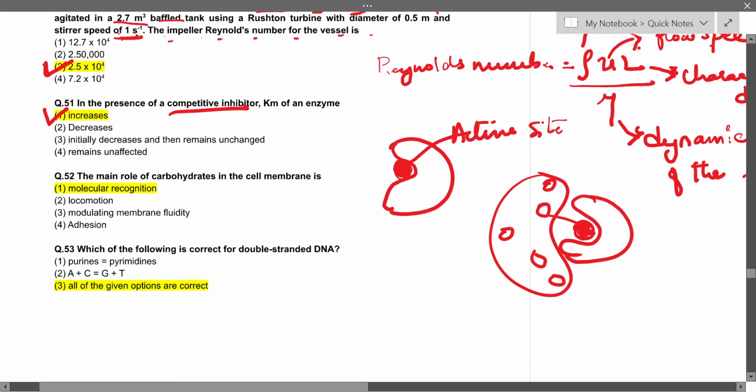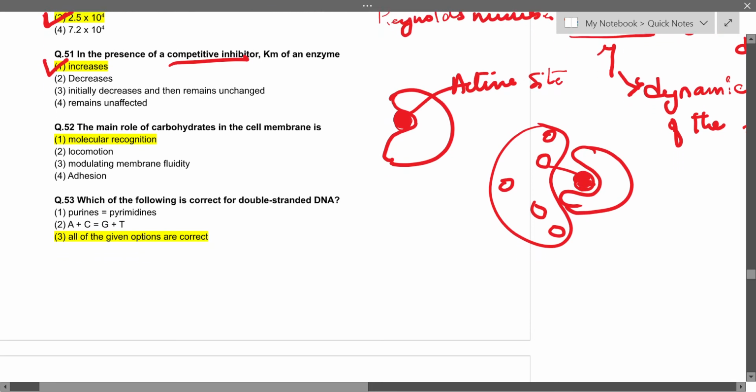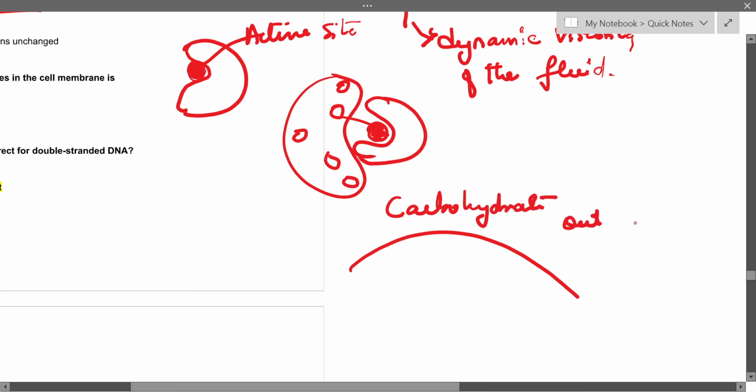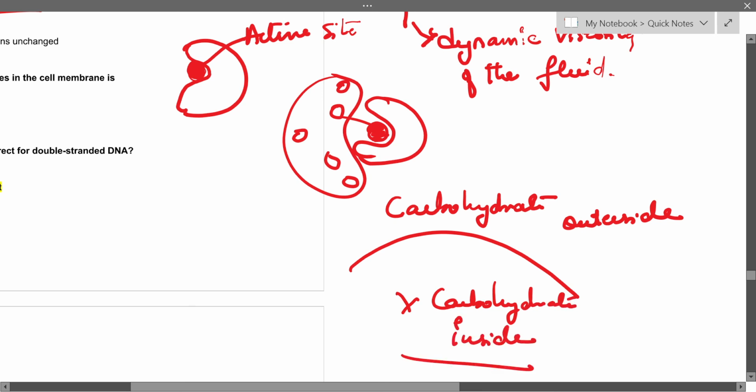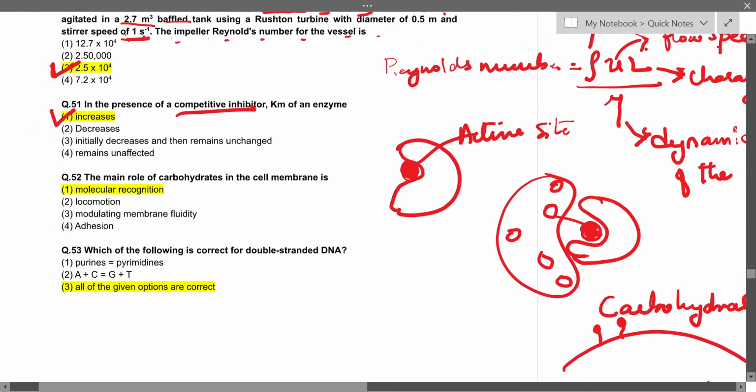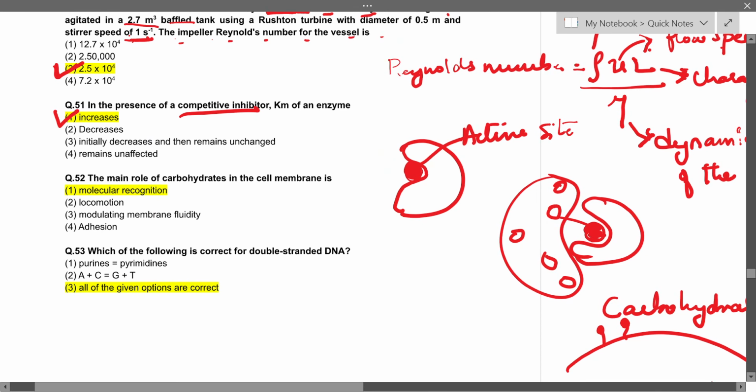The main role of carbohydrate in the cell membrane is, so in the cell membrane the carbohydrates are always present on the outer side. We will not observe any carbohydrate inside. Why so? Because carbohydrates are helpful in cell to cell recognition, signal relaying. All these happen outside of the cell. So that is the reason why carbohydrates are always present outside the cell and it is useful for molecular recognition.